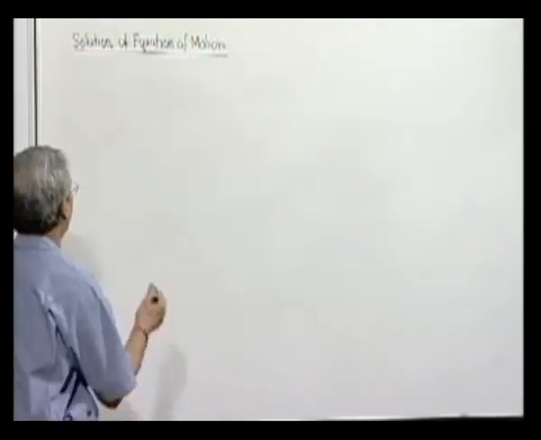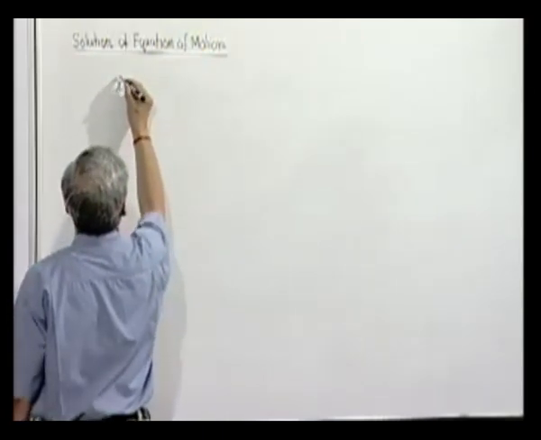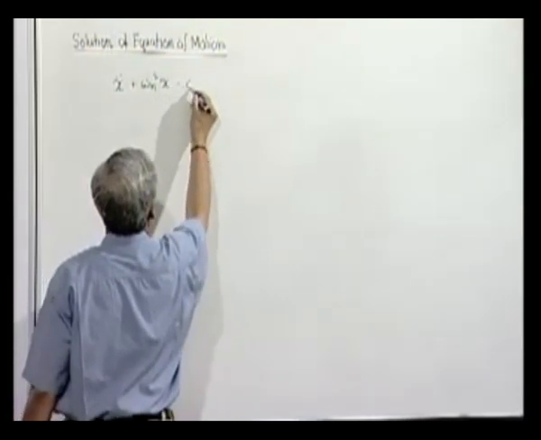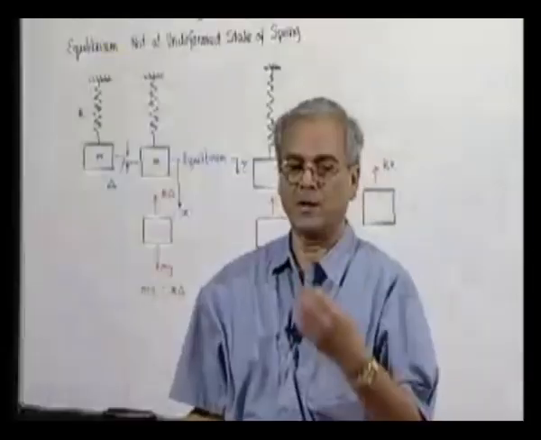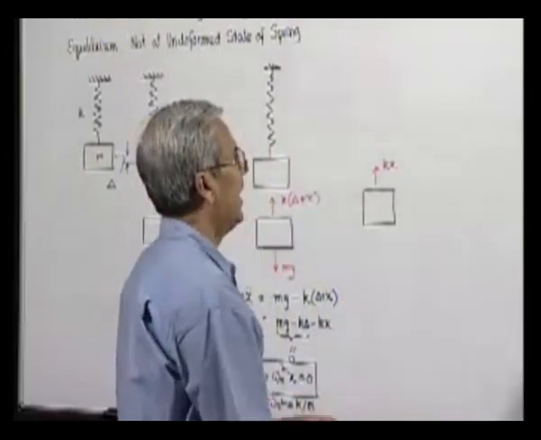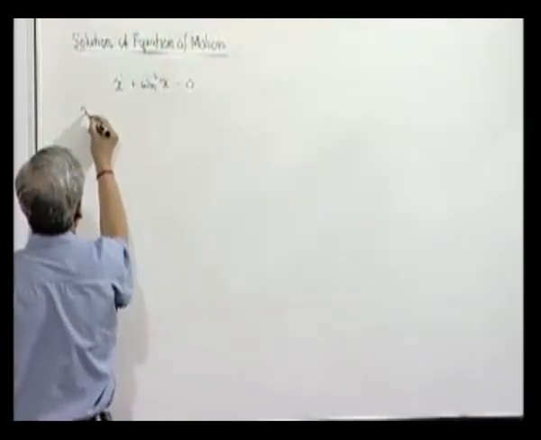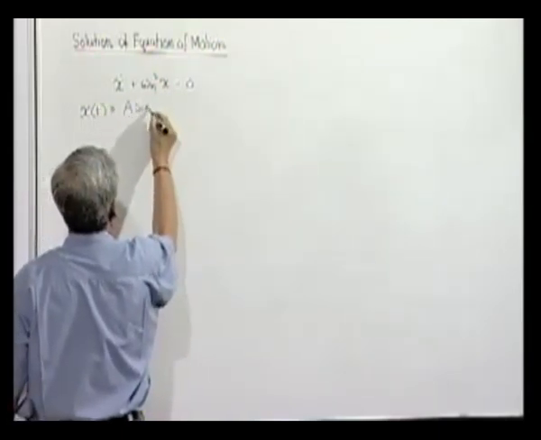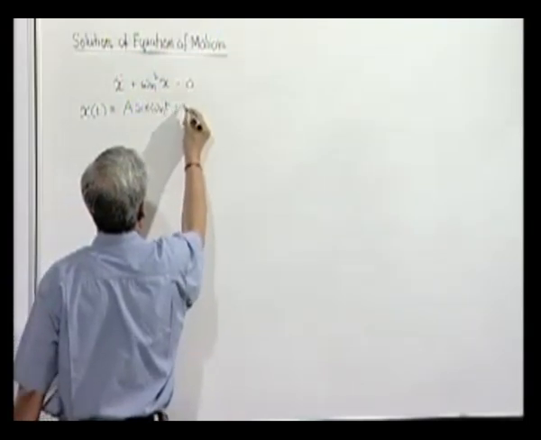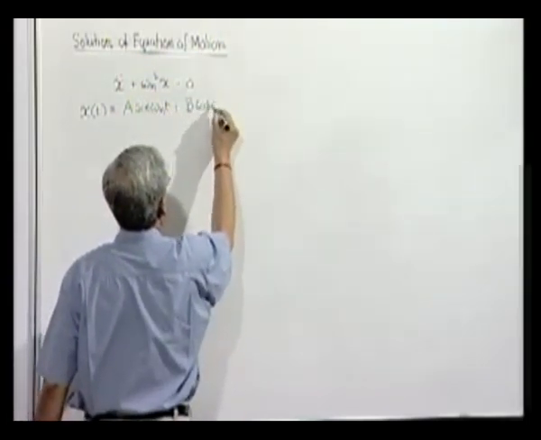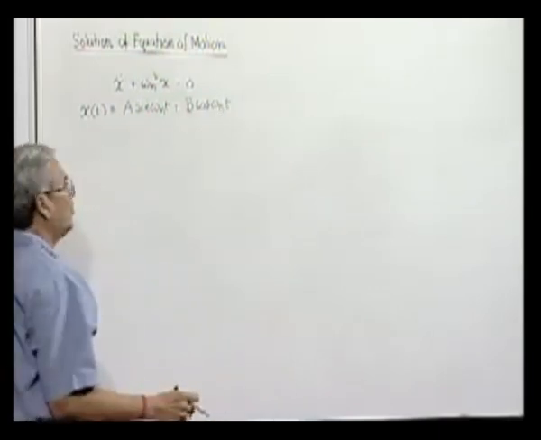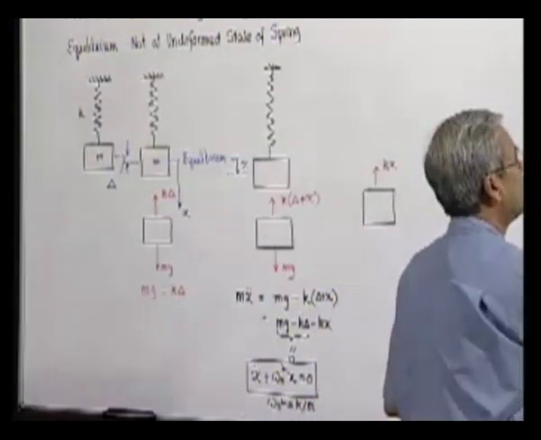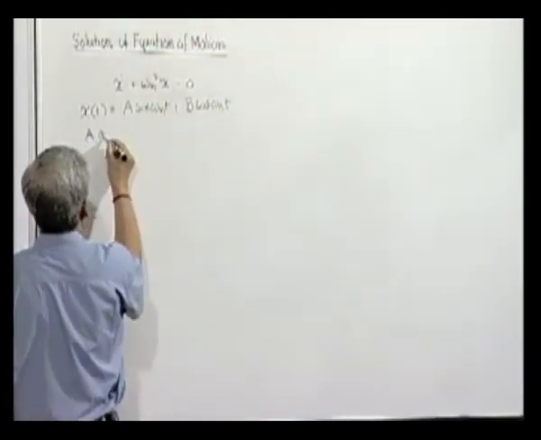The equation which we will solve is of this form. And you have all solved this equation, which is a very standard one, and we know that the solution is a harmonic function of time. And you all know that A and B are constants, and these constants are determined from the initial conditions.